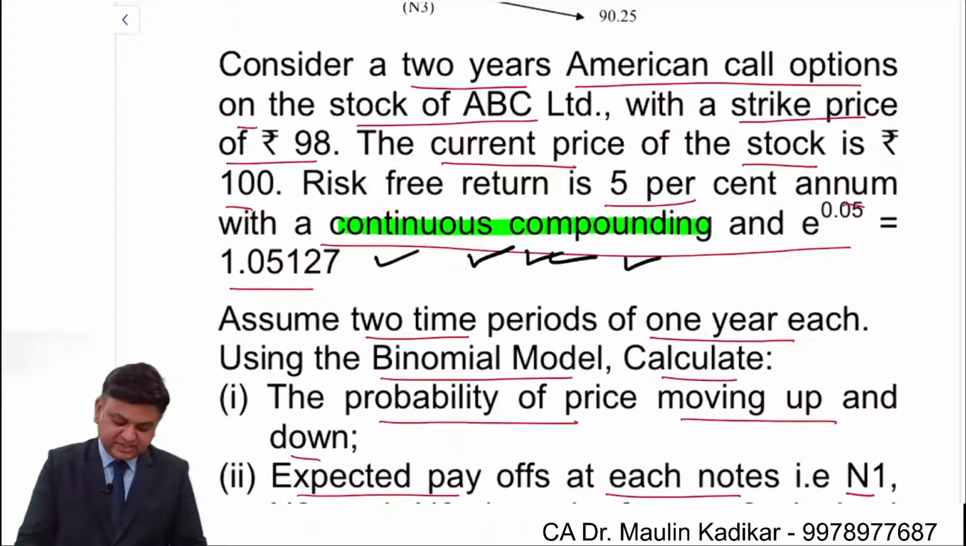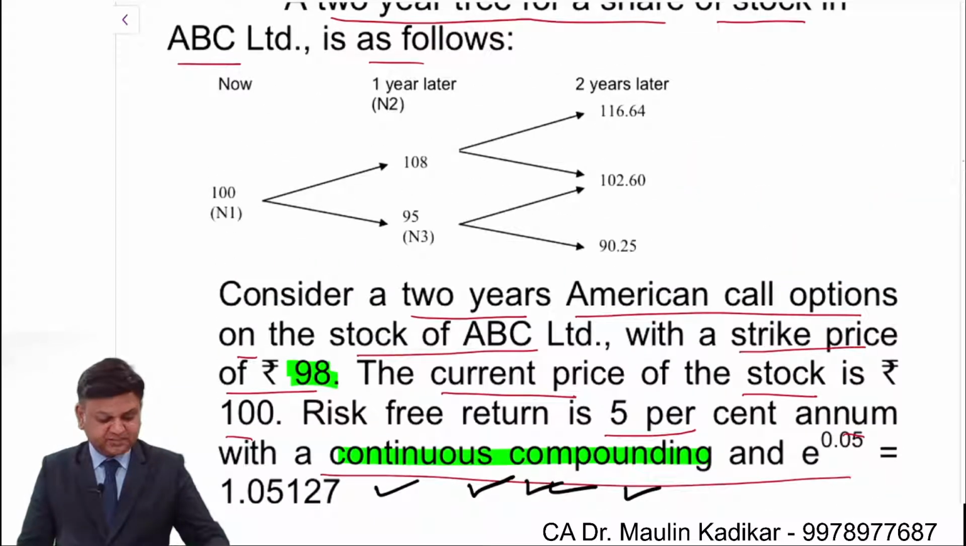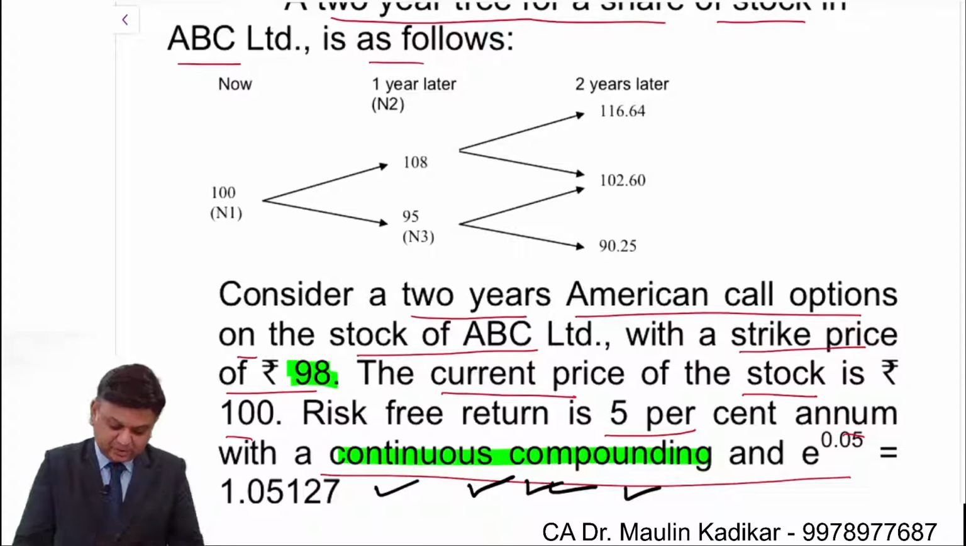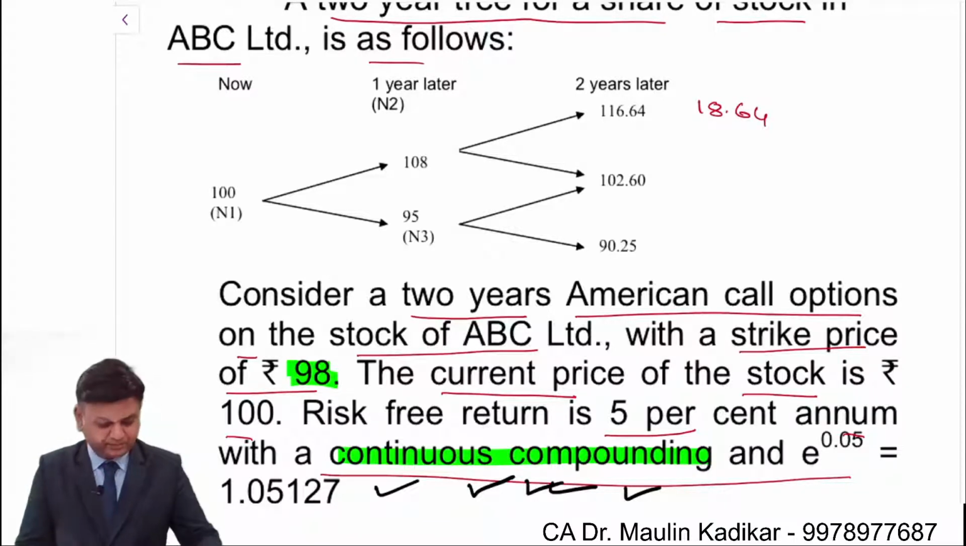We understand that the strike price is 98. So in the first case the payoff will be 116.64 minus 98, that comes to 18.64. 102.6 minus 98 once again. So in that case the payoff is 4.6. In this case it will be 0.